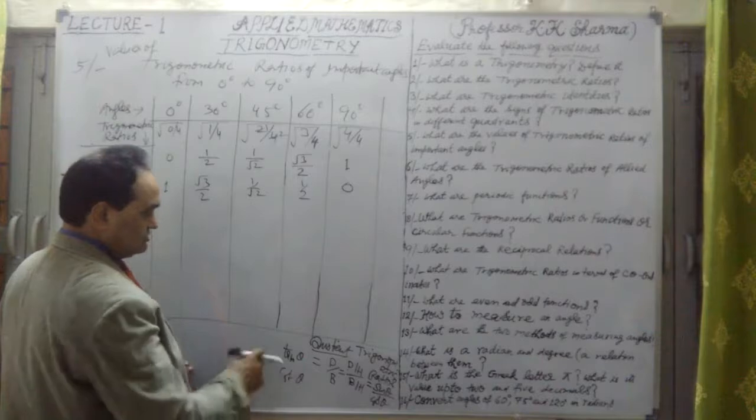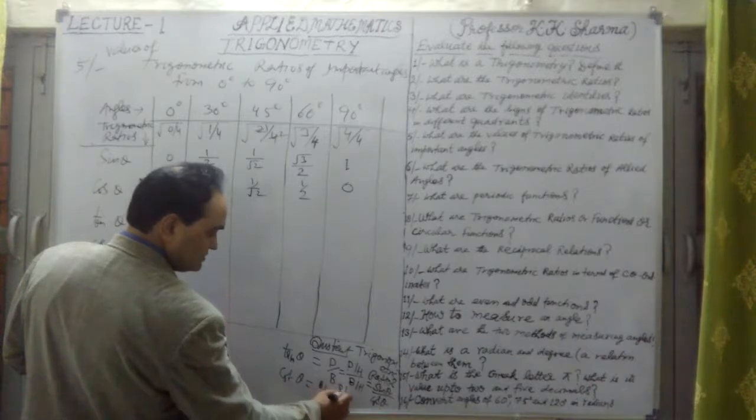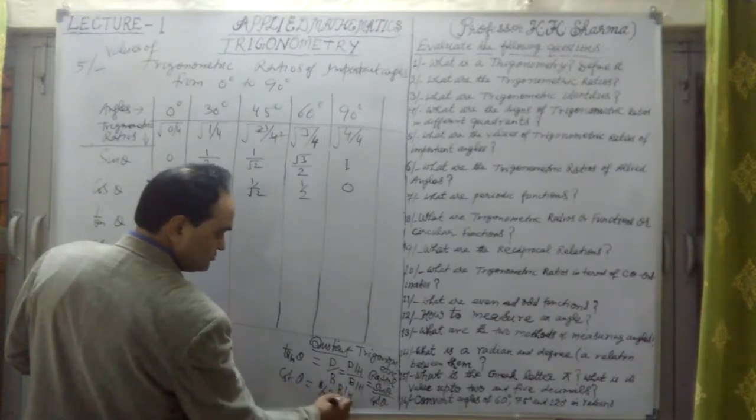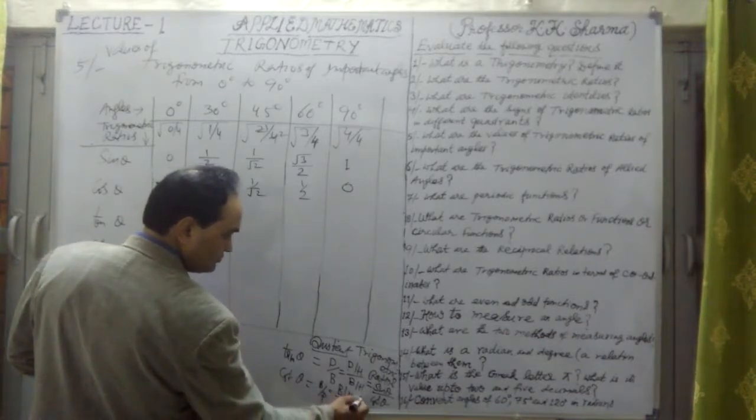If we have to calculate these, and this is b upon p, we can divide numerator and denominator by h again, b upon h upon p upon h. This is cos theta, b upon h. This is cos theta.